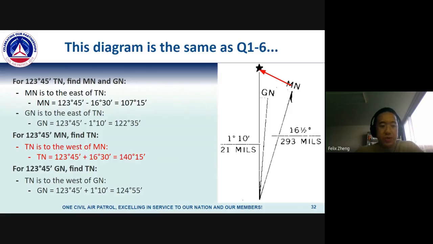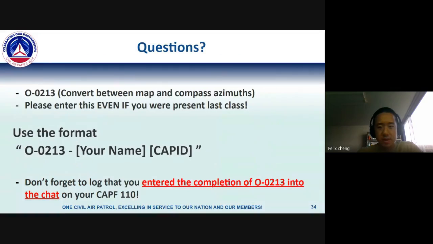If you're given 123 degrees, 45 minutes magnetic north and you want to find the true north, you are going to follow the same process. True north is to the west of magnetic north. So now you are going to add the declination of 16 degrees, 30 minutes and end up with an answer of 140 degrees, 15 minutes. And similarly, for converting grid north to true north, it is west difference. So you will need to add 1 degree, 10 minutes for an answer of 124 degrees, 55 minutes. Any questions on that?